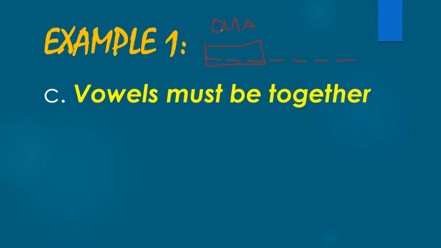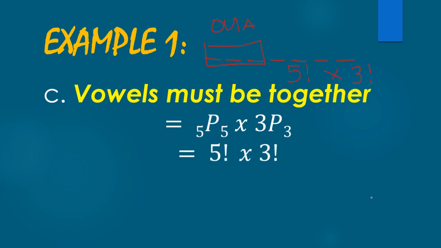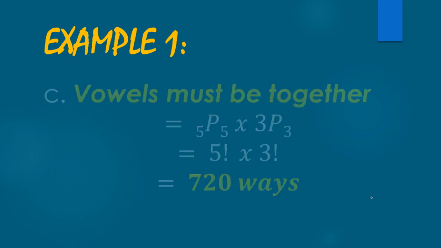So in that case, this one is considered as 1. So 1 times 1, 2, 3, 4, 5. So we have here 5 factorial times. So our vowels O, U, and A can still be arranged. So that would be 3 factorial. Or that would be again 5P5 times 3P3. So 5 factorial times 3 factorial will be equal to 720 ways.